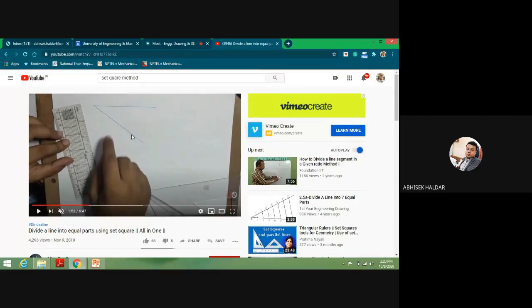Here he has taken very small arcs, that's why it may not be visible to you right now. So here he has taken 10 equal arcs on this inclined line. That means I have to divide this straight line into 10 equal parts.